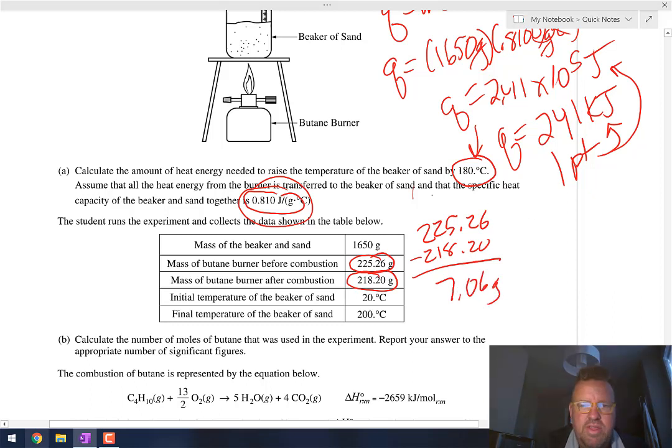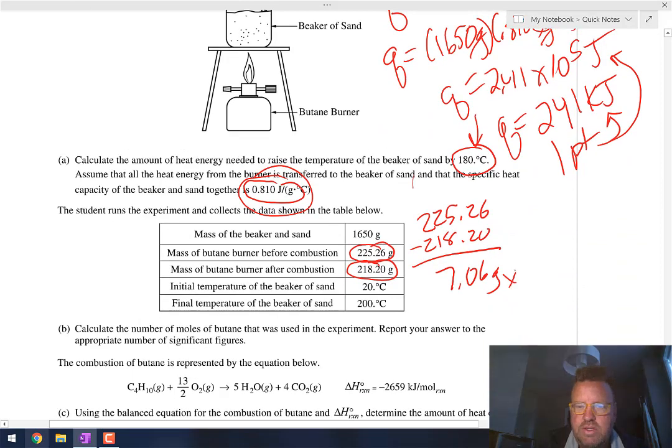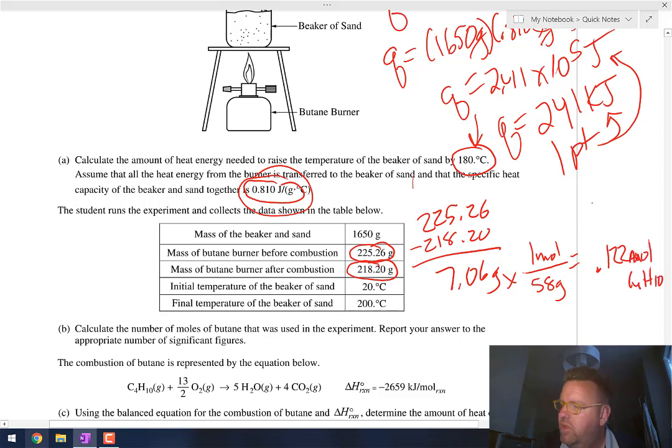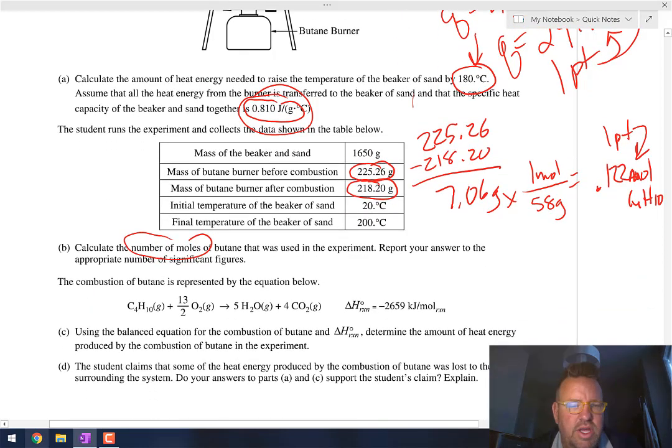Okay? And then at some point earlier here, they tell you that the chemical formula of butane is C4H10. So we get the molar mass of that, which is 58 grams per mole. And we get 0.122 moles of C4H10. And that's it. They're asking for the number of moles. We've got the number of moles. That's a 1-point response.